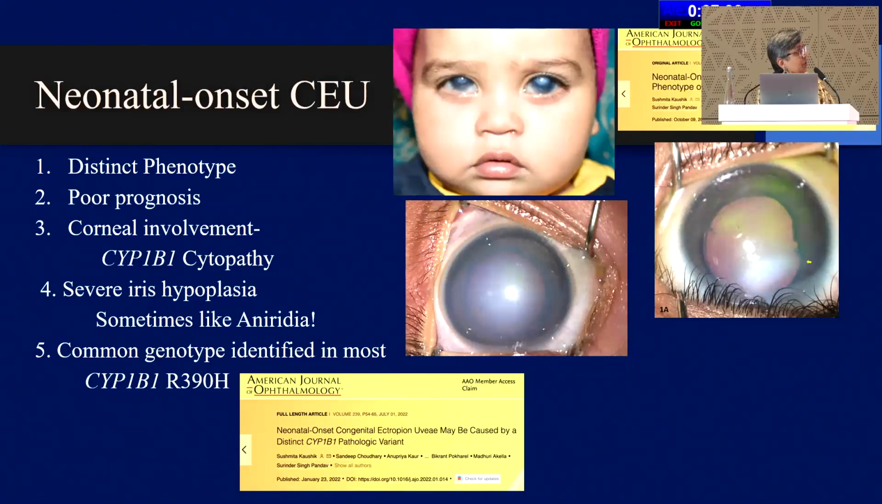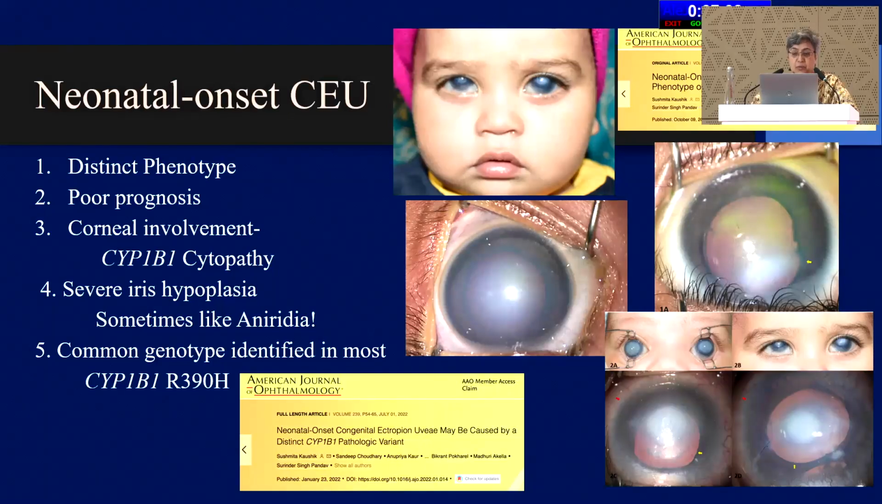If you see ectropion uvea in a newborn baby, you can be sure that you're in trouble, because that's a really, really bad glaucoma to have. This is the same baby after the surgery. We also identified a common genotype in all of them, arginine 398. So it's also a genotypic marker if you have this phenotype. Prognostication is important, and it's important for you to know that these corneas are never going to clear.